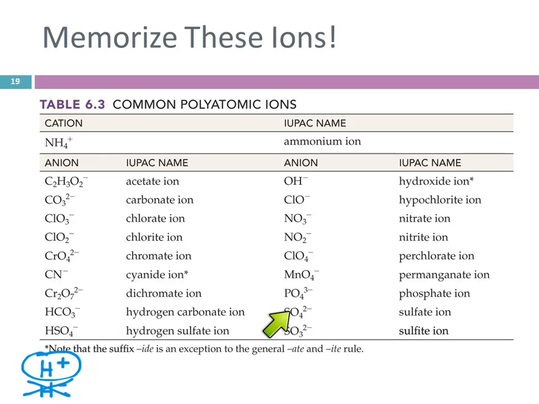And then hydrogen sulfate follows the same pattern. Here's sulfate, SO4, 2 minus. So I'm putting together H plus and SO4 2 minus. And when I combine them together, I get HSO4. I add those charges together, and it's -1. So these are the 2 most common ones you see where the ion has 2 names.